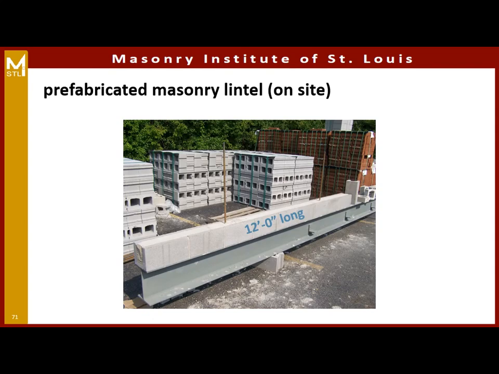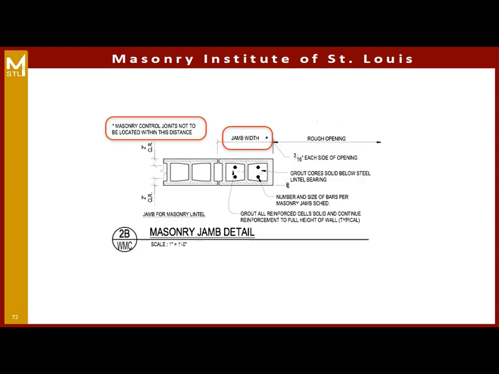I mentioned prefabricated lintels. This one is 12 feet long, built on site, and then as it sets up, lift it in place, set it with a crane. Another thing to think of when we're talking about steel lintels versus masonry is the jambs. This is a detail for a jamb with a masonry lintel. The steel for our jambs needs to be full height, needs to go from the floor to the roof or the diaphragm above without being interrupted, which is not an issue when we have masonry lintels. Again, no control joints located within the jamb width.